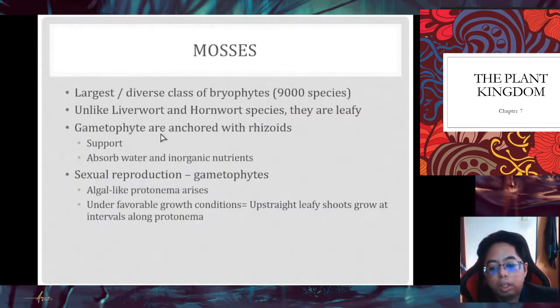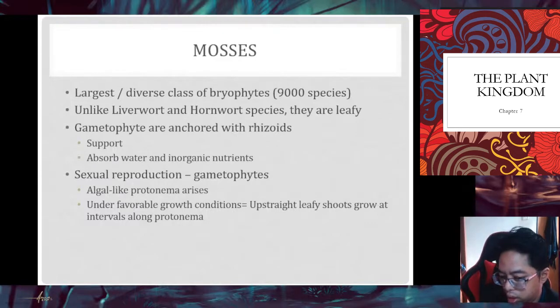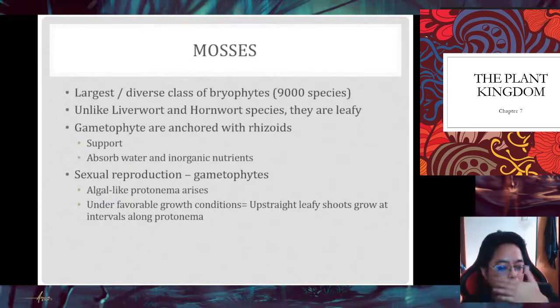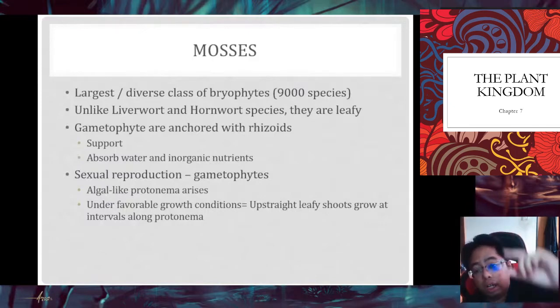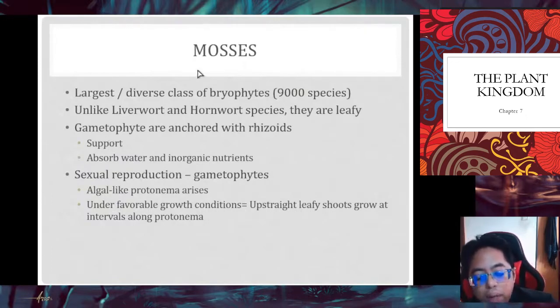Okay, so mosses, if you look at them, they are the largest diverse class of bryophytes, but not like liverwort, not like hornwort, because liverwort and hornwort don't have any leaves. Moss, if you look at them, they are on rocks. They have leaves. Liverwort and hornwort don't, because what you can see in liverwort and hornwort is that they are like long blades of grass. The gametophyte in moss will be anchored with rhizoids for support.